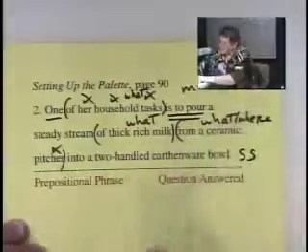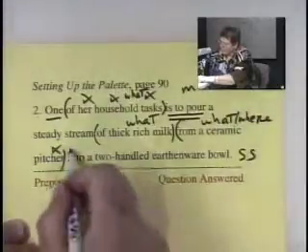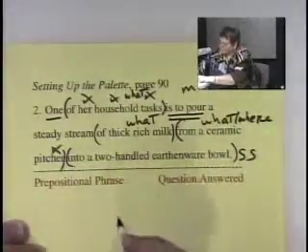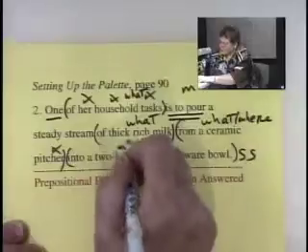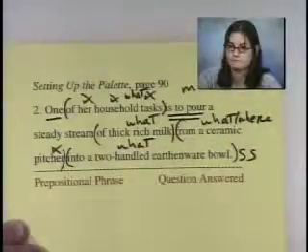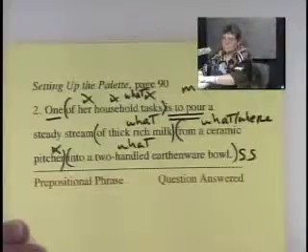What do you see next? Into a 2-handled earthenware bowl. And what is that? Earthenware bowl. That is into what? Clear? Questions? Jessica, do you have a question? No, I just. Anybody? Okay.